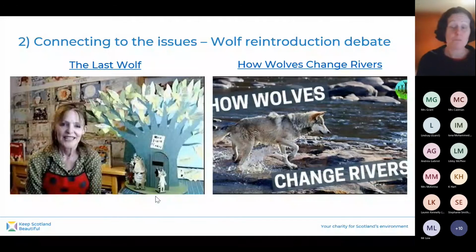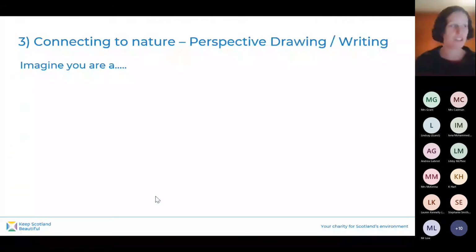A third activity which we recommend, which is about really connecting children and young people to nature, is perspective drawing and writing. This is an activity that we're going to be doing as part of the live lessons for upper primary. It'll also be included in the resources for high schools, but you can also do it with young children, nursery age and up. The idea is to imagine you are an animal or a plant. Ask children and young people to go outside into your grounds and spend some time looking at what's around them and imagine that they are one of the plants or animals that they can see, and then either write a story or description, or draw what the world looks like from that animal or plant's point of view.